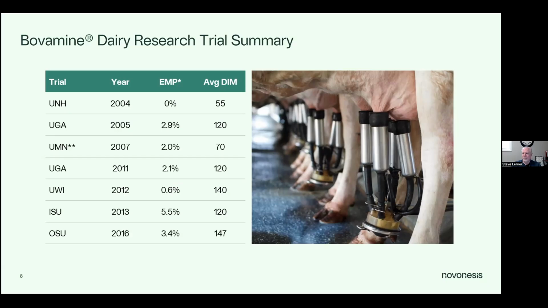Some trials worked very well, where I got up to 5.5% difference in energy-corrected milk production. Other trials looking very early in lactation did not see a significant result. But you can see all 7 of the trials and the average change in the production of energy-corrected milk.